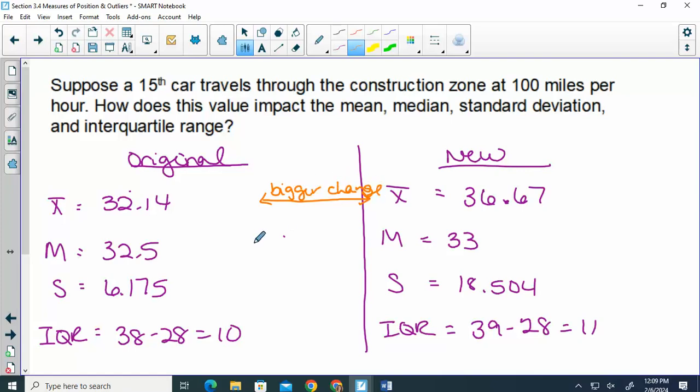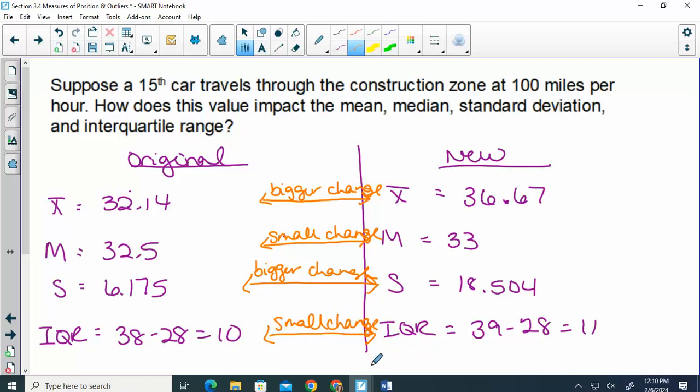What about the median? It went from 32.5 to 33. It went up half a mile per hour. Did that change much? Okay, standard deviation, was that a big change? Yes, it tripled because of one person. Okay, IQR, it went from 10 to 11. Was that a big change? No.